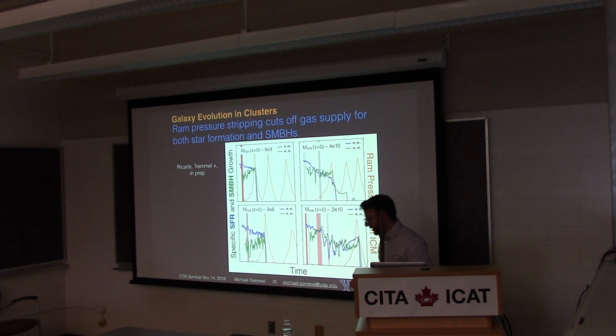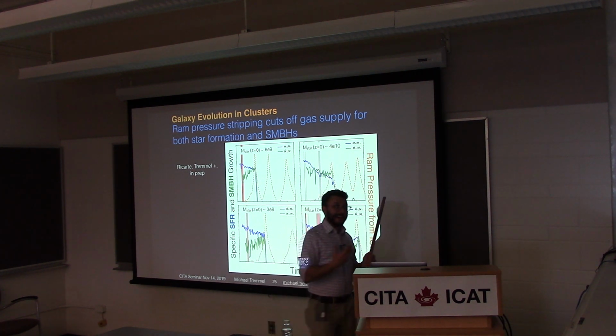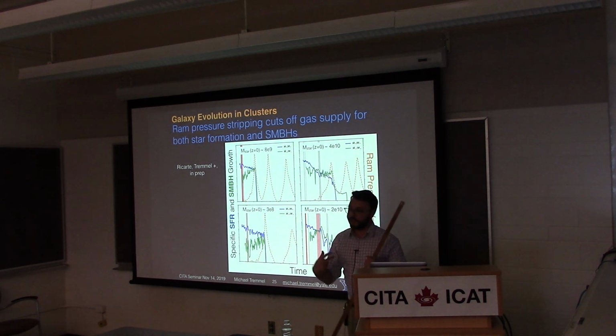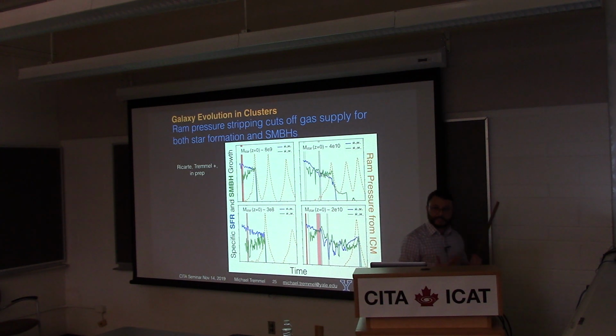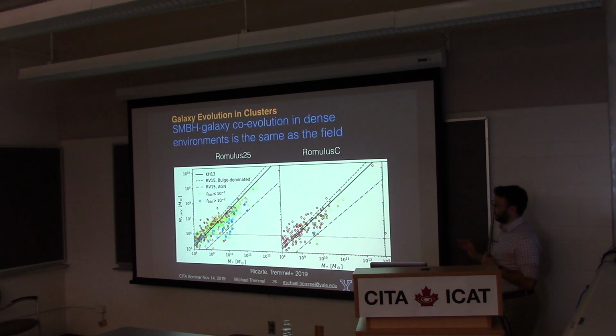Now, what's interesting is this might lead to different or interesting correlations between black holes and their galaxies. If the evolution of the gas supply is different, maybe there's a difference in the way black holes relate to their galaxy properties. But in fact, in the cluster environment, we don't see this happening.